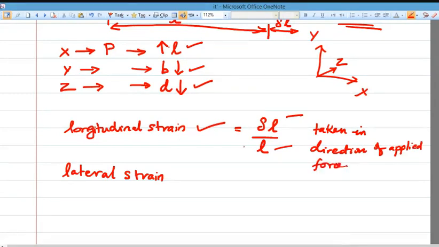So due to the application of the force P, there is a change in dimension in directions which is perpendicular to the direction of the applied force. So this lateral strain, I can define the lateral strain as change in the dimensions of the body at right angles to the direction of the applied force. That is delta D by D or delta B by B.